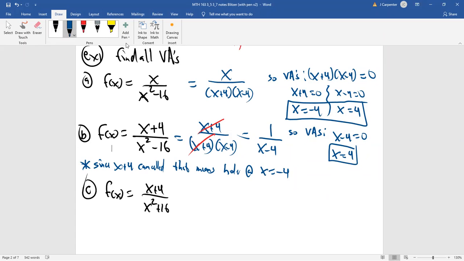So, okay, well, let's factor and reduce this. If you try and factor x squared plus 16 with traditional factoring methods, you're going to quickly discover that the bottom is prime in terms of real numbers.